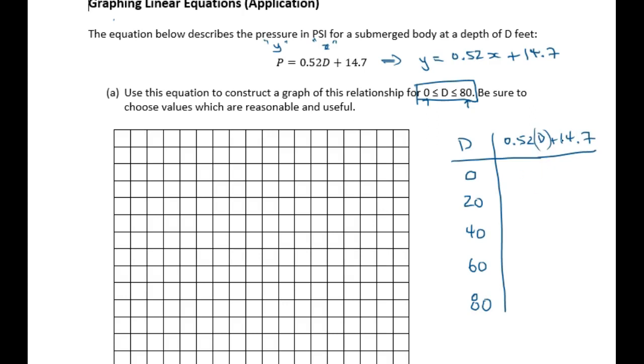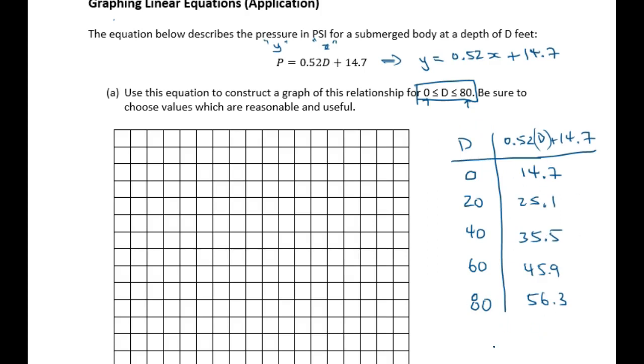For each of our D values, we're going to substitute into this equation. 0.52 times 0 plus 14.7 gives me 14.7. 0.52 times 20 plus 14.7 gives me 25.1. 0.52 times 40 plus 14.7 gives me 35.5. 0.52 times 60 plus 14.7 gives me 45.9. And finally 80, substitute into my formula, I end up getting 56.3. So now these are my ordered pairs. D is like my X value, and P is like my Y value.